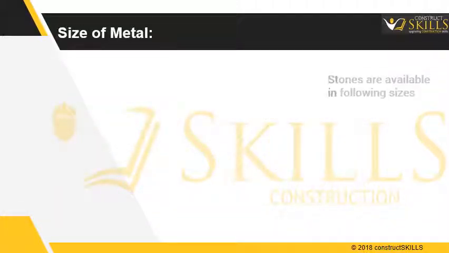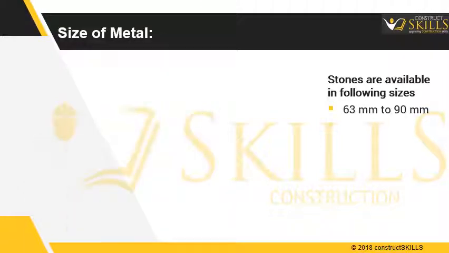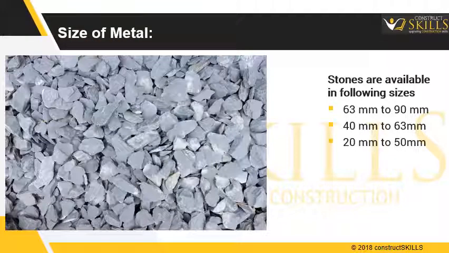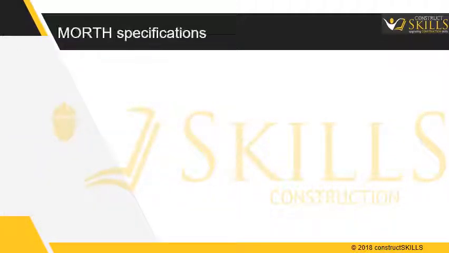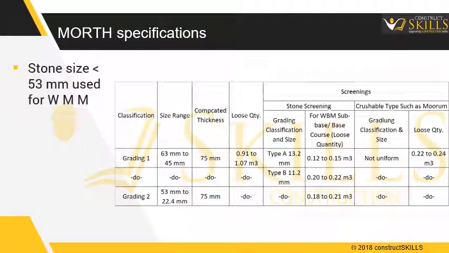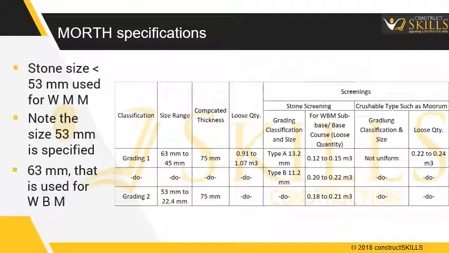Size of metal: stones are commonly available in the following sizes: 63 mm to 90 mm, 40 mm to 63 mm, 20 mm to 50 mm. However, as per MORTH specifications, a stone size of less than 53 mm should be used for WMM, as seen in the attached table. It is very important to note that a size of 53 mm is specified, and not 63 mm, which is commonly used for WBM.